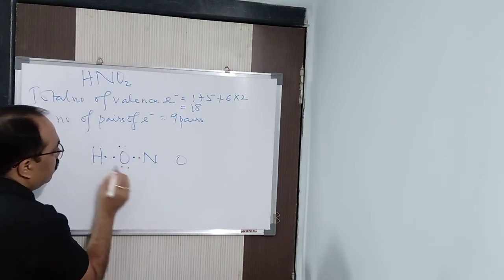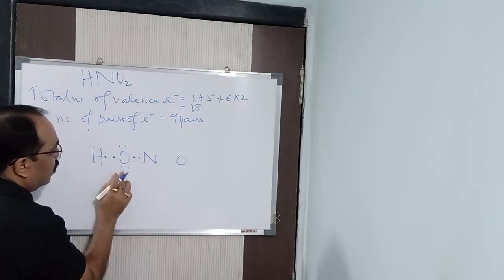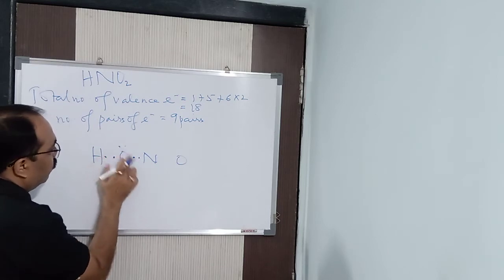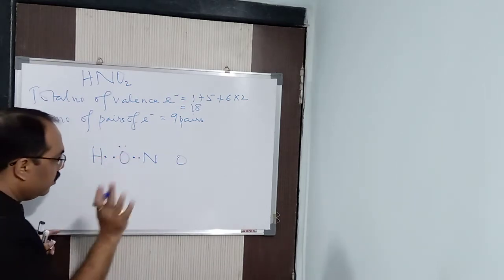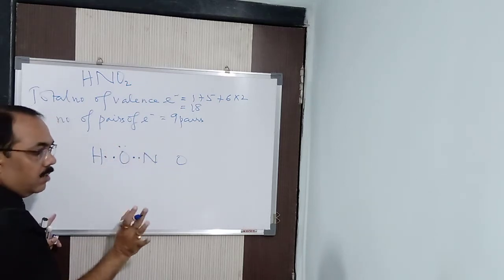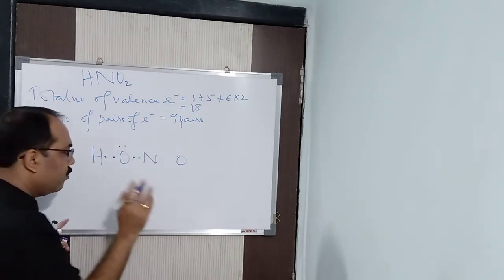It is 6. So 1, 2, 3, 4, 5, 6. I've given it, you can rub it out. You can do anything. Got it? Clear? You need to arrange 9 pairs, but the octet rule also has to be satisfied. That you have to remember.